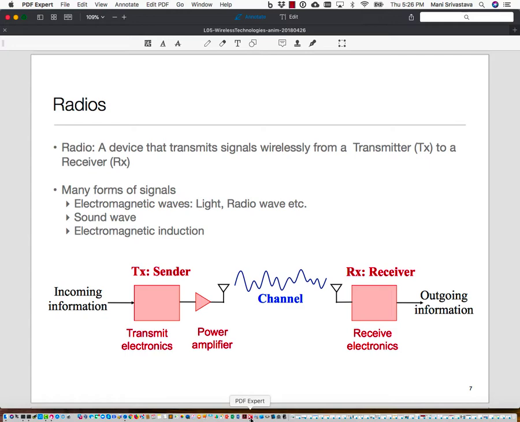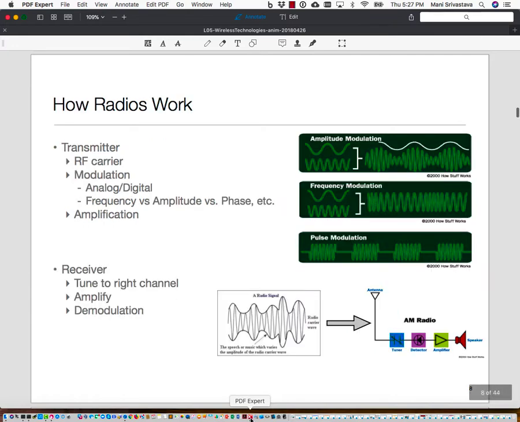So very broadly, three pieces we are dealing with. There's transmit electronics, there's receive electronics, and there is this power amplifier. Since the goal of the power amplifier is to make sure that the receiver is getting an adequately strong signal, the longer the distance, the higher the power amplifier you need. So if you're sending a signal to Mars, you need a bigger signal than if you are sending across the room. Okay, so those are things.